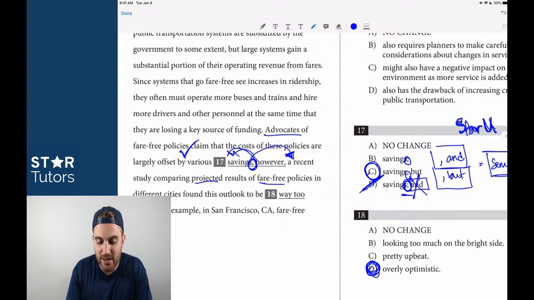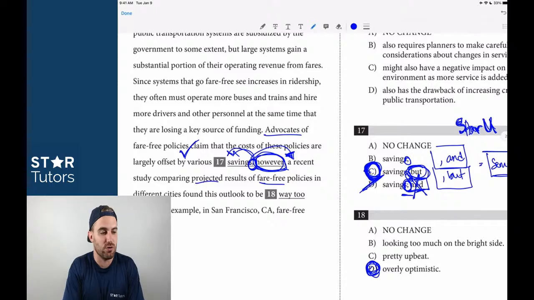If this word and was eliminated, then a semicolon would have worked, but we don't need both. And because we're looking at the fanboys conjunctions, most students want to select this word however, because it sounds better than the word but. But it's much more structural.